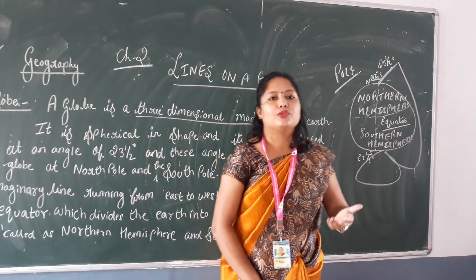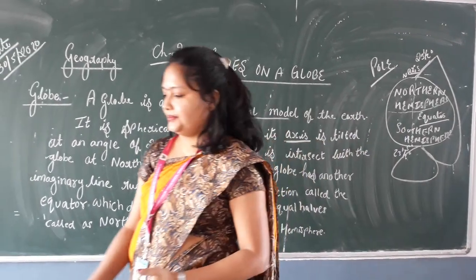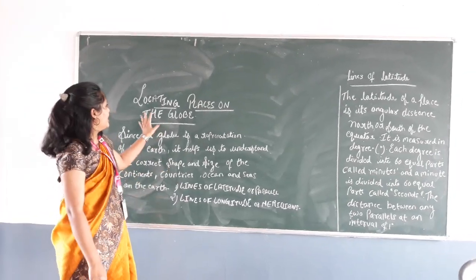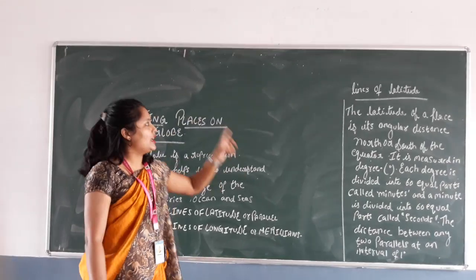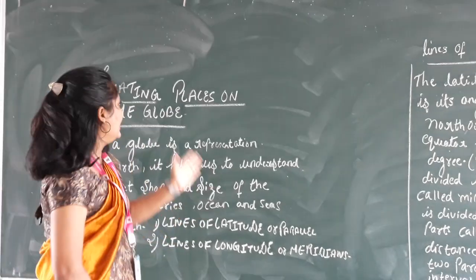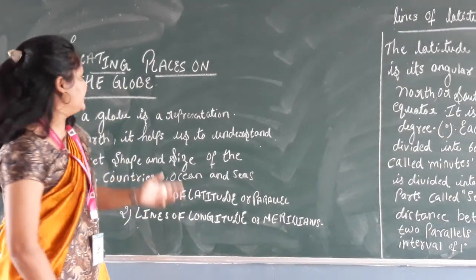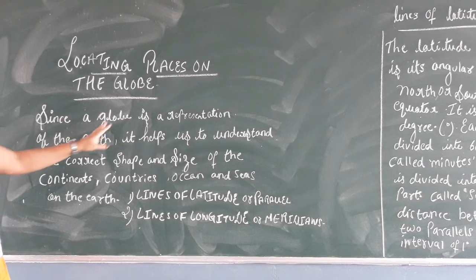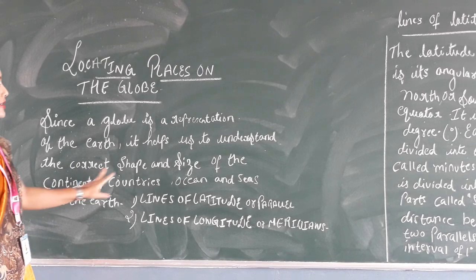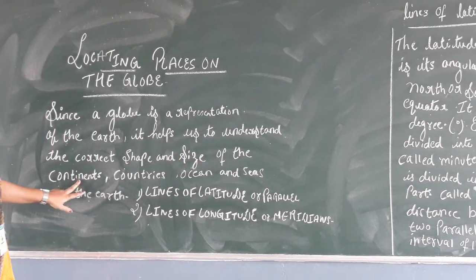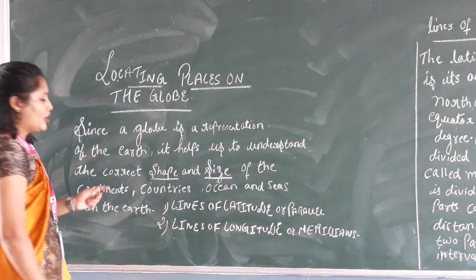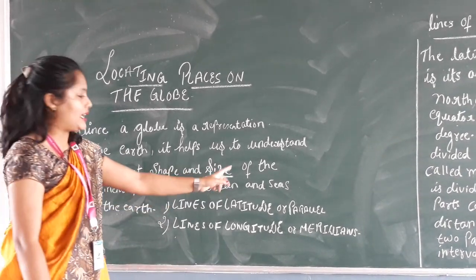Now let us start with the lines of latitude. Before I proceed to lines of latitude, let me discuss with you how places on the Earth are located. Since the globe is a representation of the Earth, it helps us to understand the correct shape and size of the continents, very important, and of the countries, oceans and seas.